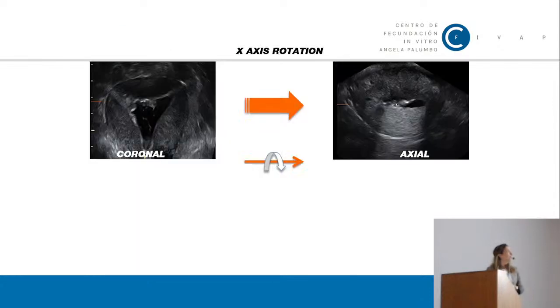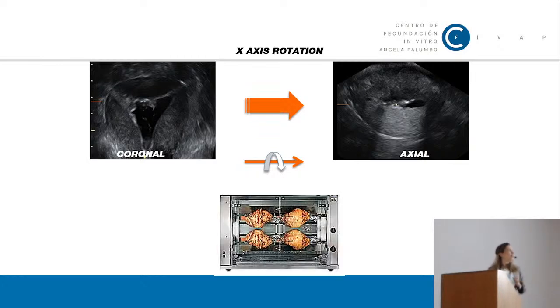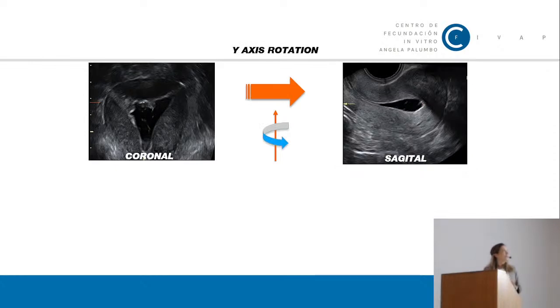If we have the coronal plane of the uterus and we rotate it in the x-axis, we will get the axial plane. This is because the uterus will make the same movement as the roast chicken does. If we have the coronal plane and rotate it in the y-axis, we will get the sagittal view, and this is because the uterus will do the same movement as a ballerina in a music box does.